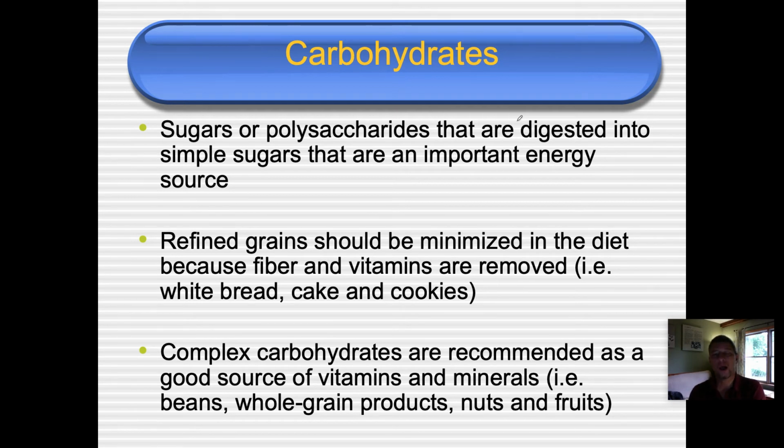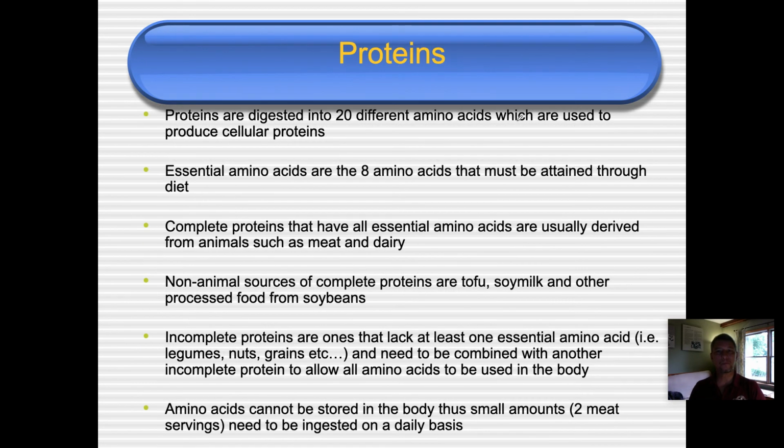On the other hand, complex carbohydrates are better for you. They're the recommended source because they're a good source of vitamins and minerals. And examples of foods that you can get good carbohydrates from are beans, whole grain products like breads and cereals, nuts, and fruits. Okay, so increase the amount of whole grains and nuts and fruits, and decrease the amount of processed flour products like cookies and cakes and Twinkies and that sort of thing.